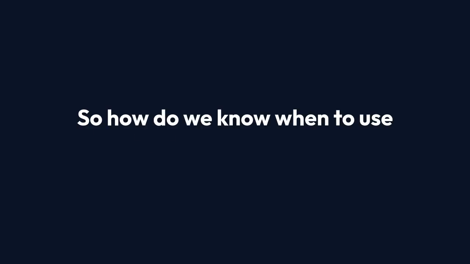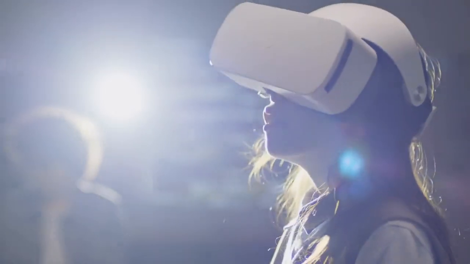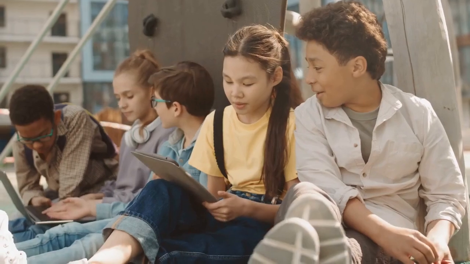So how do we know when to use ese versus aquel? So ese is for something that's right there, you know. Closer to you? Yeah. Aquel is farther away. Like, look at that building way over there. Okay, I get it. I got it.